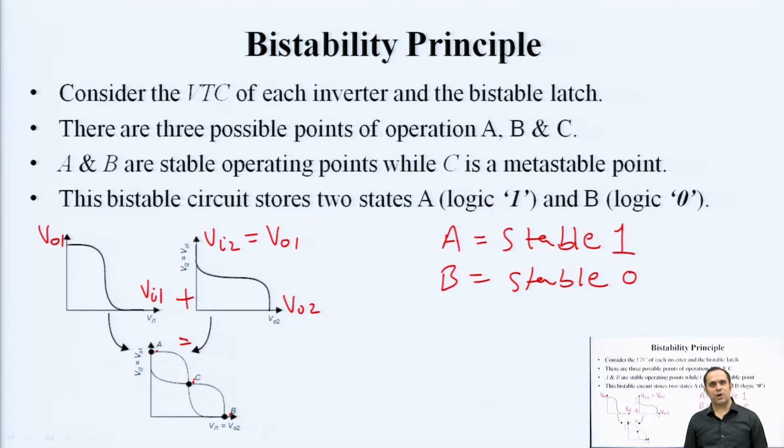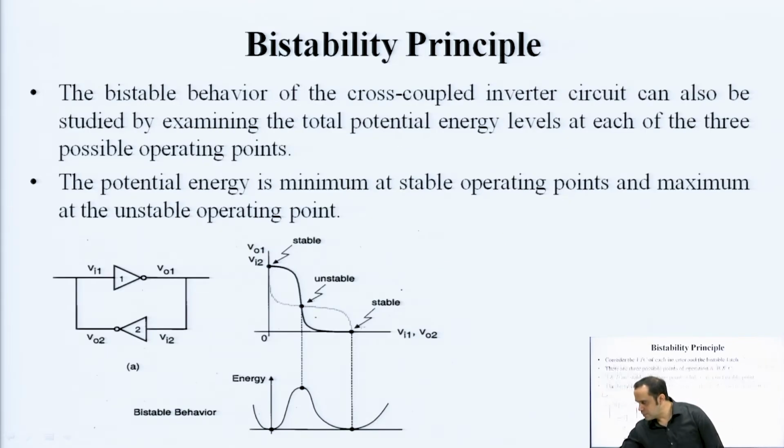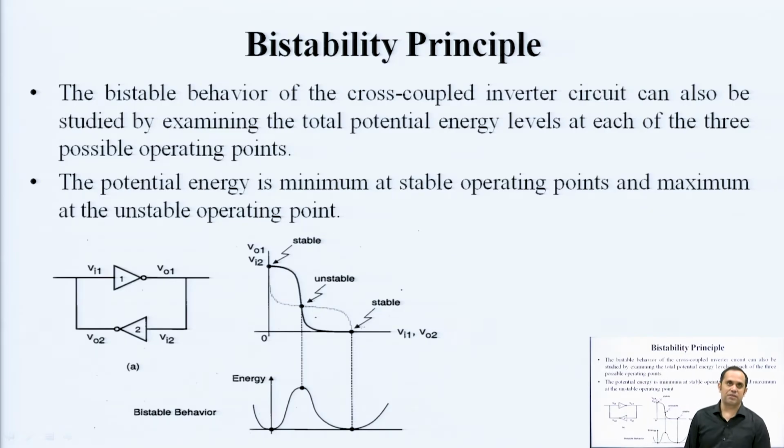Which basically means that at any point of time you are going to see at least one stable state, either stable A or stable B. At point C, it is a metastable point, the point of instability, and your circuit more often than not immediately shifts back to one of the stable states. This bistable behavior of your coupled inverter circuit can also be studied if you see the energy distribution.